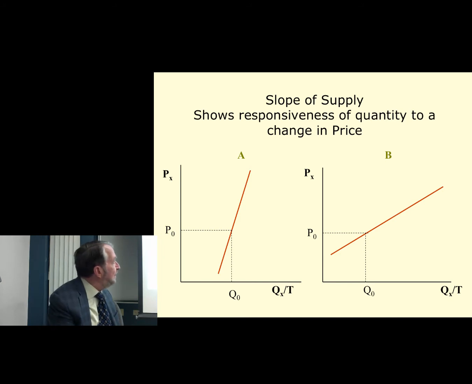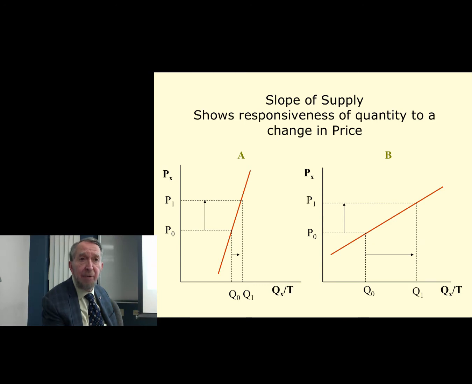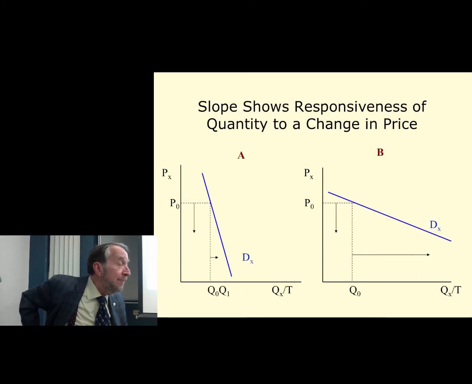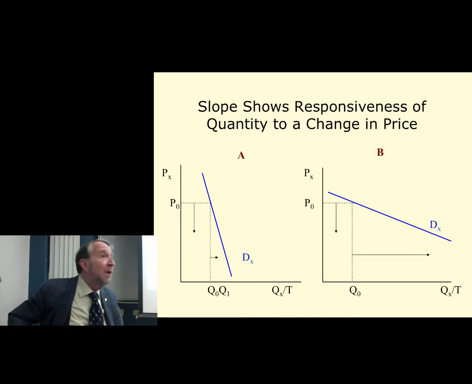Which of these two supply curves shows a greater response to a change in price, A or B? Good, B, and the reason is quantity is measured horizontally, y'all with me? And B is flatter than A, and so consequently, an increase in price would lead to a small increase in quantity for A and a much larger increase in quantity for B. So we could use slope as a representation of responsiveness.